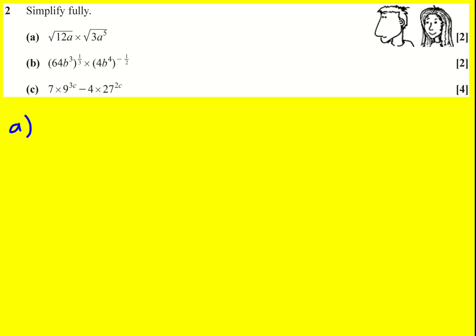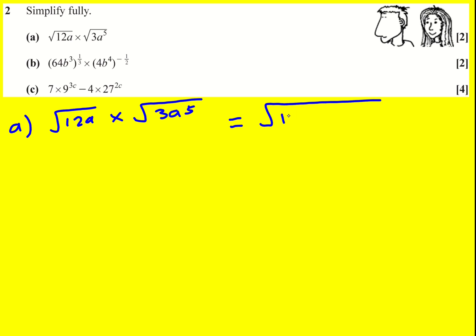Need to carefully deal with some powers and roots here. So first one, root 12a times root 3a to the 5. Now the best thing to do here is, rather than try and simplify them separately, put them under a single root. That is allowed. And now that's going to become 36a to the 6.